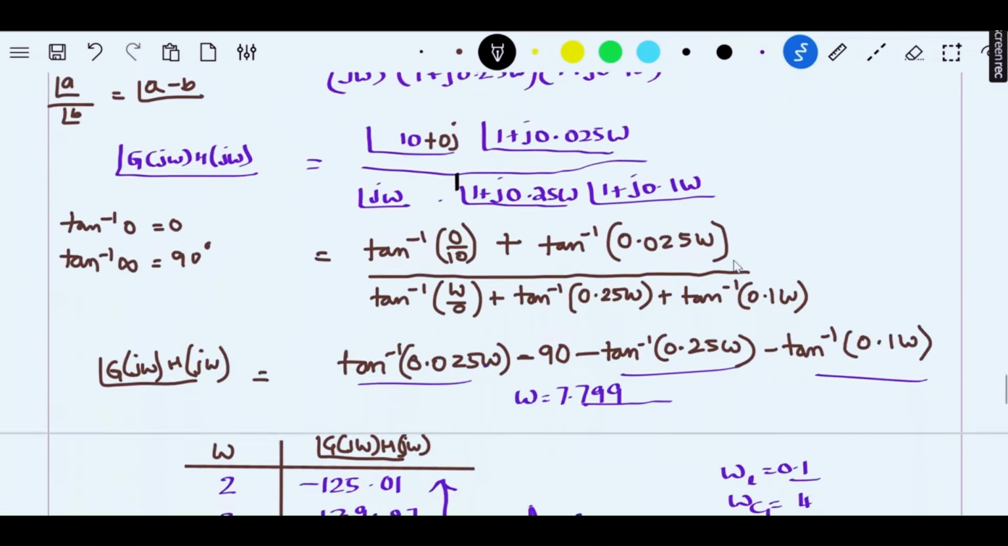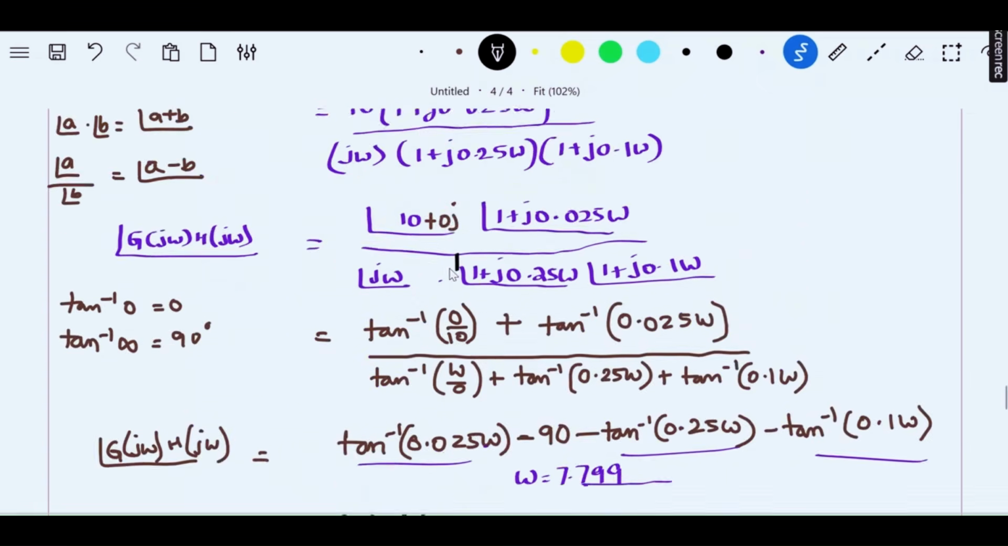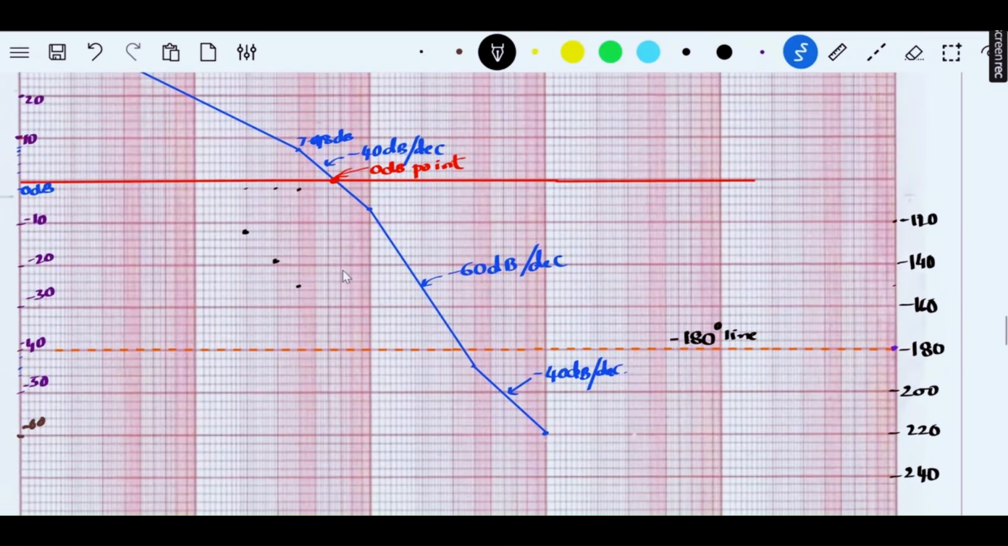Next, what we have here is for 7.79, it is minus 179.76. So 7.79 is somewhere here; this is 7 and this is 8. Between them, 7.79 is somewhere here. And I have 179.9, which is near to 180. This one, near to 180.